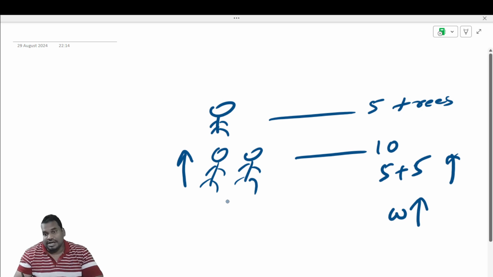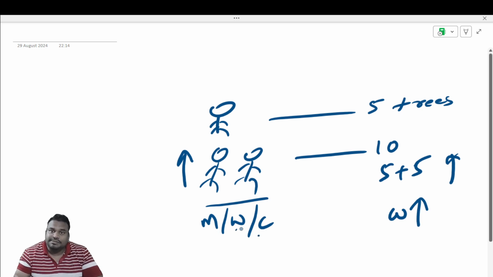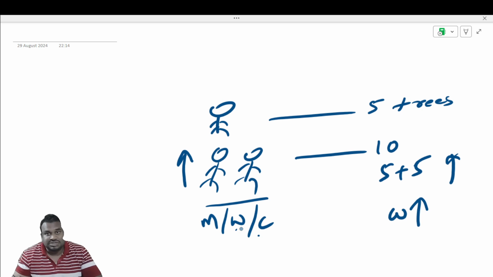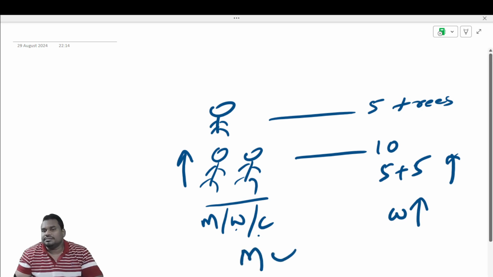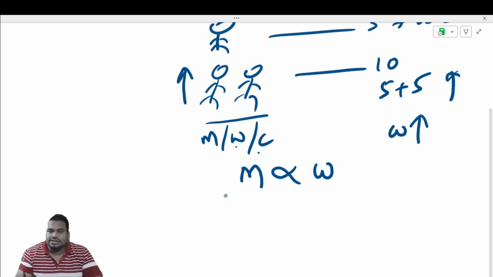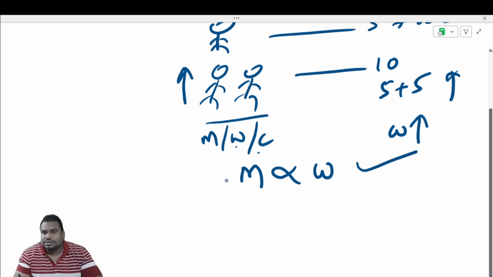I don't know whether they are men or women or children. They can be anything. If the number of women increases, the work they do will increase. If the number of children increases, the work will obviously increase. It means this M, suppose I consider only M, is proportional to work or not? Men is proportional to work. Yes, if men increase, work will increase.